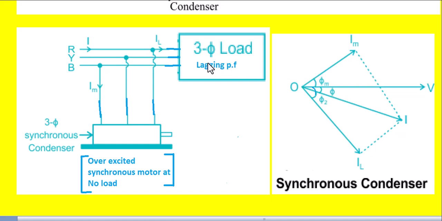The original power factor of the three-phase load is cos phi 2, that is the power factor angle is phi 2. But now with the synchronous condenser, the angle between V and the resultant current has become phi, and this phi is less than phi 2. So the power factor with angle phi is more than the power factor with angle phi 2. That is, the power factor is improved due to the connection of the synchronous condenser across the three-phase load like this.